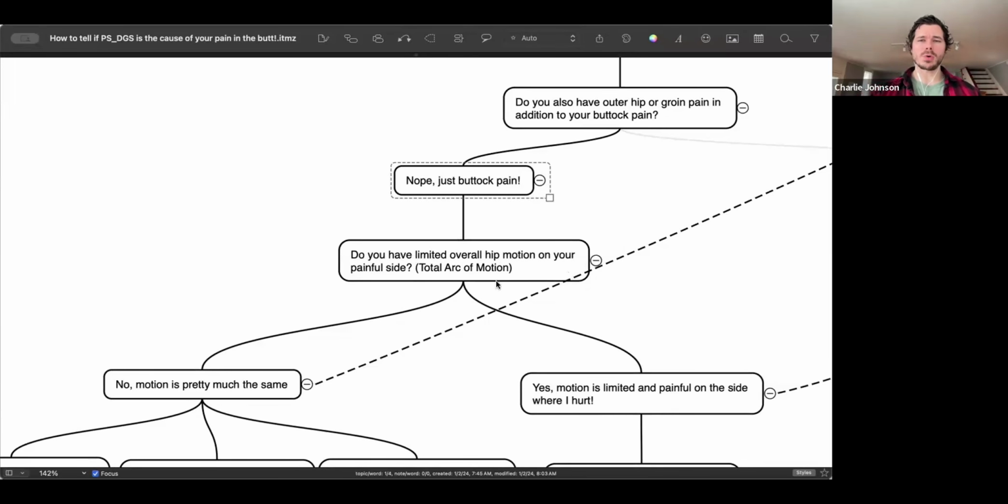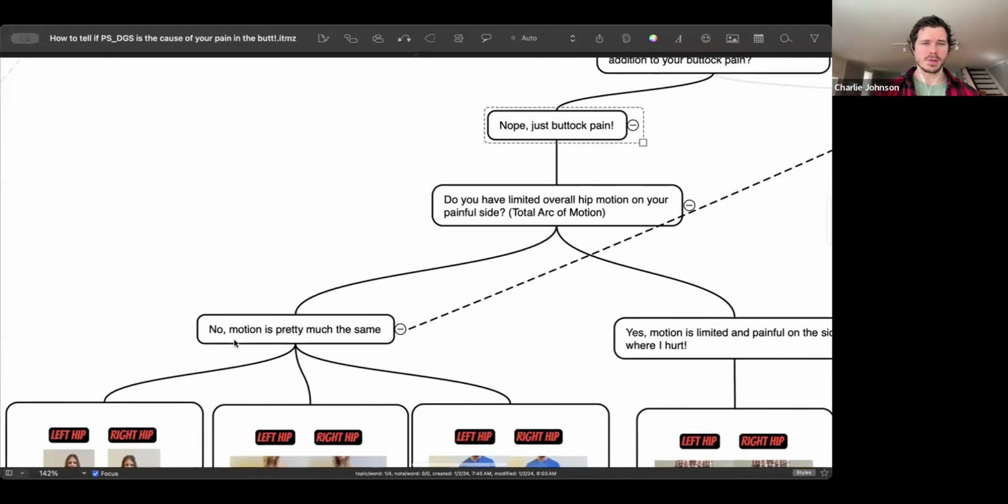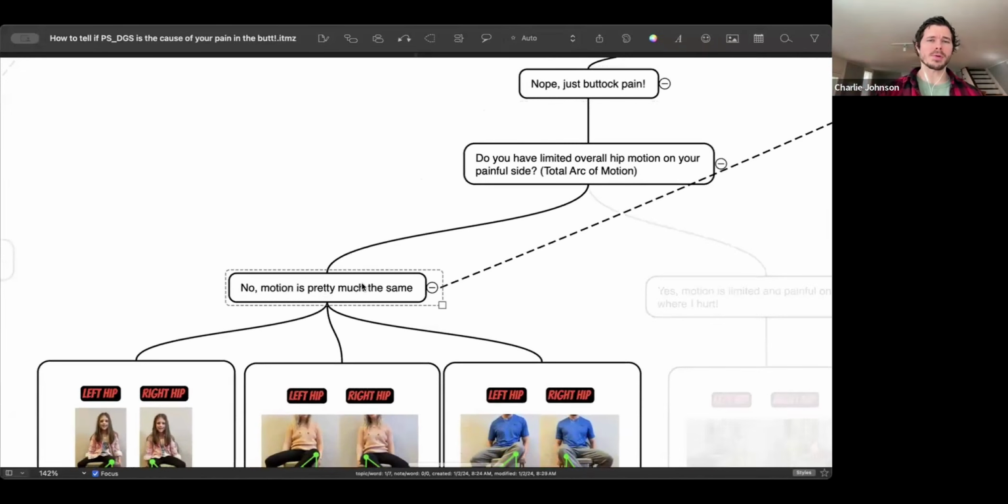And we want to look at the total arc of hip motion. I'm going to describe exactly what that means. So do you have limited and often painful overall hip motion on your painful side? We're not just going to look at one direction. We're going to look at the total amount of motion available within the hip joint, right versus left sides, right? So here are some examples of motion that is fairly symmetrical. So I would not call this limited hip motion. And remember, we're comparing right versus left side. So you're kind of your own little test here, all right?